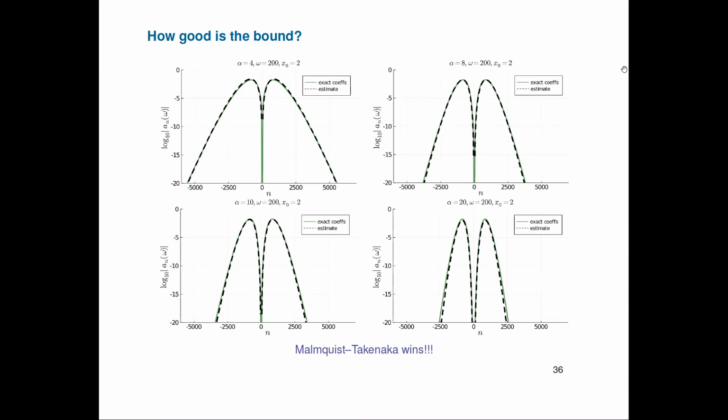So exact coefficients in green, our estimate in black. It is supposedly an estimate, but it's really a perfect estimate, a doubly exponentially true estimate. And you can see it is virtually perfect. All this is for omega equal to 100. The larger alpha, the thinner it is, but I didn't go into that. And overall, Malmquist-Takenaka wins this particular competition.